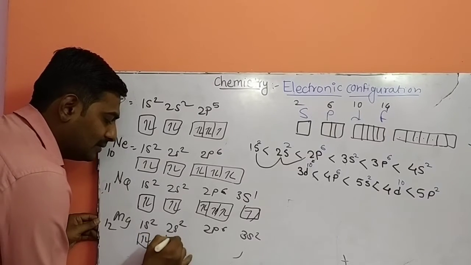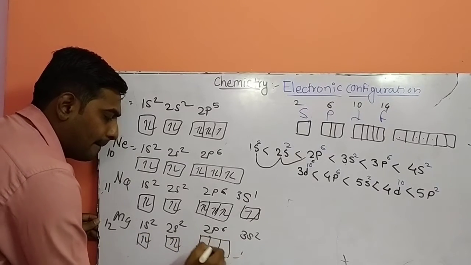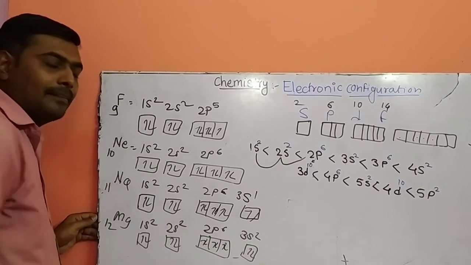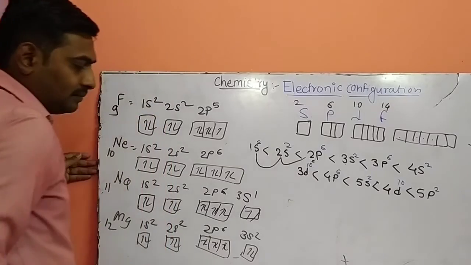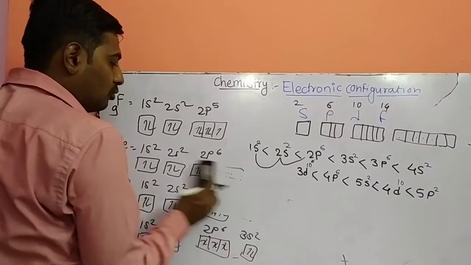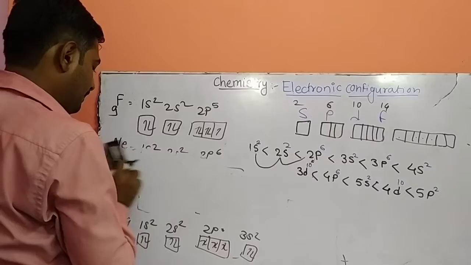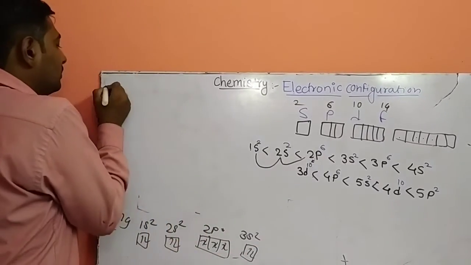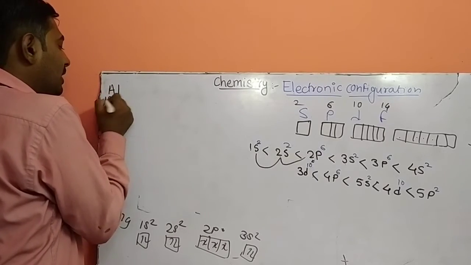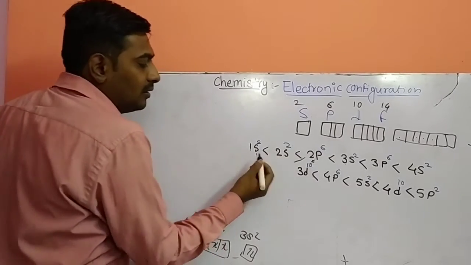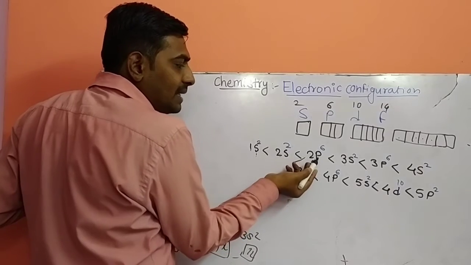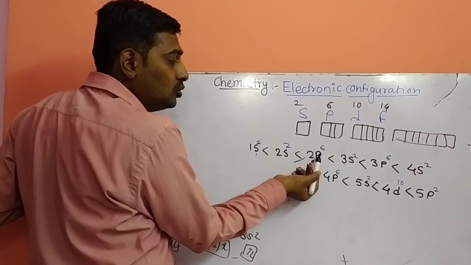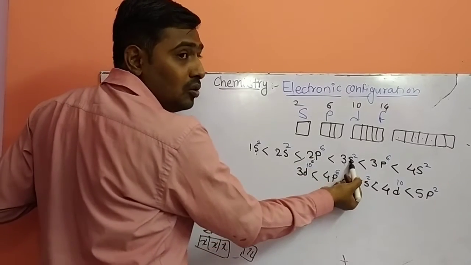the orbital will be like this. Next, atomic number 12, and then 13. 13 is what? Aluminium. Atomic number 13 is aluminium. See, 2 plus 2 plus 6, how much? 10. 2 2 6 is 10, plus 2 is 12.